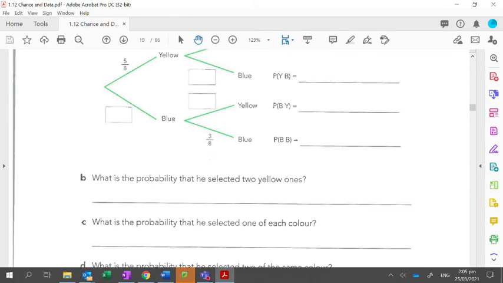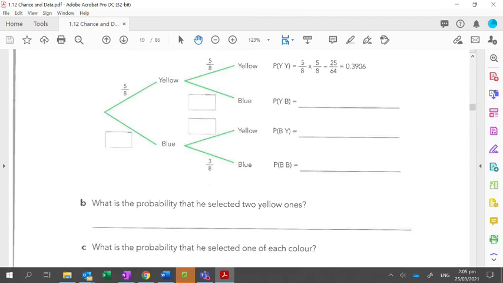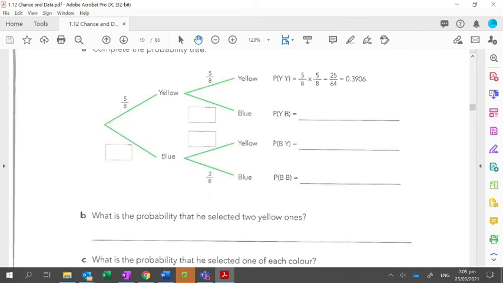Now, from our probabilities, what is the probability they selected 2 yellow ones? Well, to get to 2 yellow ones, there's only one branch that satisfies that condition. You have to get a yellow, then another yellow, right? So you're just following that branch, and rounded to 4 decimal places, it's 0.3906. And I do want it rounded to 4 decimal places there because it's my final answer. Fractions to do the work, 4 decimal places for your final answer.